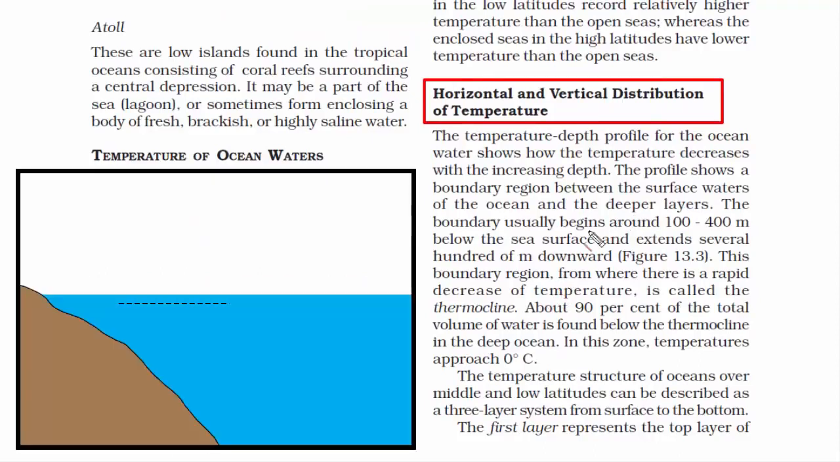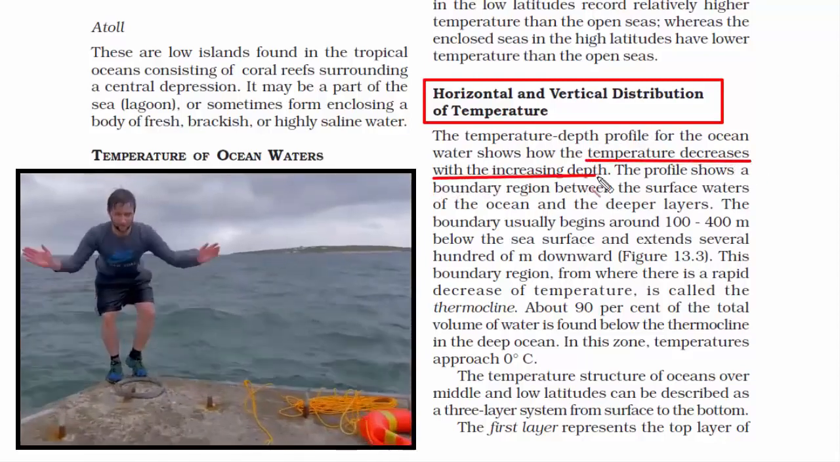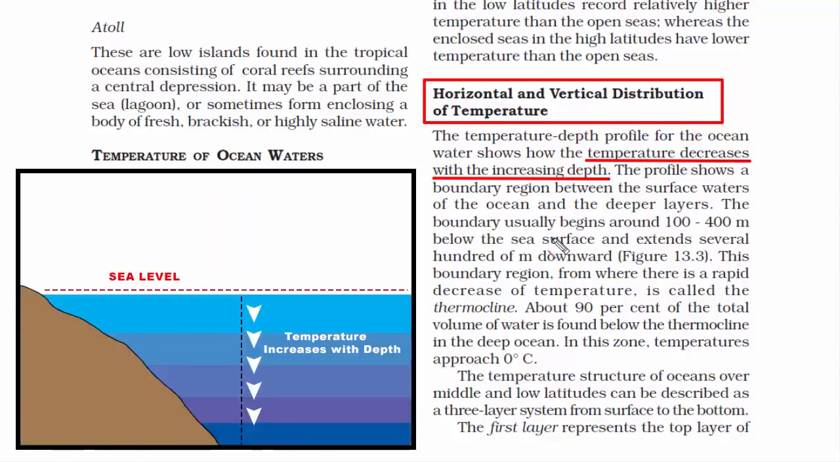If this is a water body, horizontal distribution of temperature means this way, and vertical distribution of temperature means this way. And we also know that temperature decreases as the depth increases. Suppose you jump into an ocean, there's a boundary between the surface water of the ocean and the deeper layers where you will actually feel the temperature of the water falling tremendously.